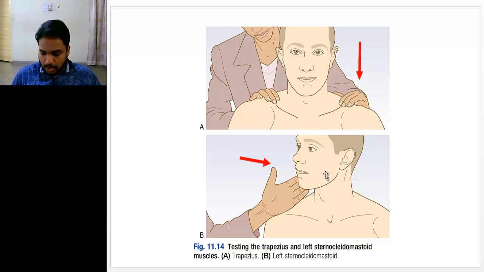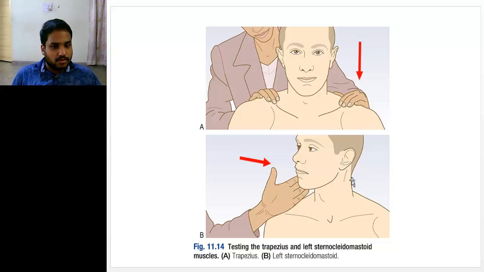And in case of sternocleidomastoid muscle, you have to ask the person to look to his right. When you are asking the person to look to his right and applying resistance against it, you are testing the left sternocleidomastoid. Remember that. So it is the left sternocleidomastoid that helps the person to look to the right, and it is the right sternocleidomastoid that helps the person to look to the left, right?